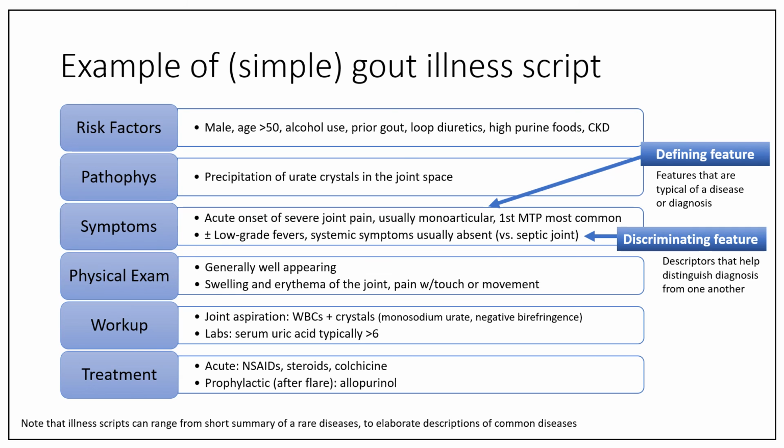Compare this with a discriminating feature, which is a descriptor that helps distinguish diagnoses from one another. If a patient with arthritis does not have fevers or systemic symptoms, this suggests that it is not septic arthritis, hence making this a discriminating feature. Finally, there are certain things that are pathognomonic or highly suggestive for a specific diagnosis. Monosodium urate crystals with a negative birefringence under polarized light are considered pathognomonic for gout.